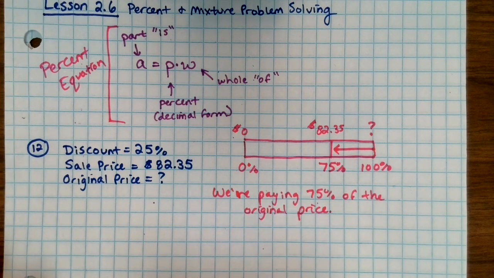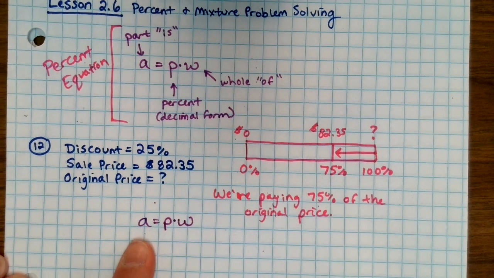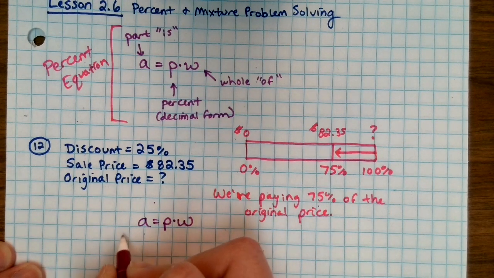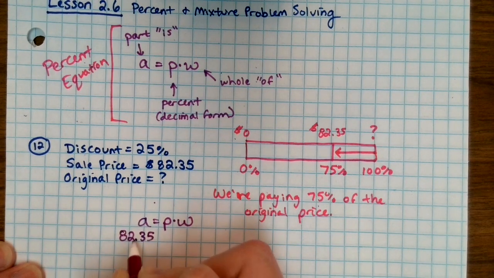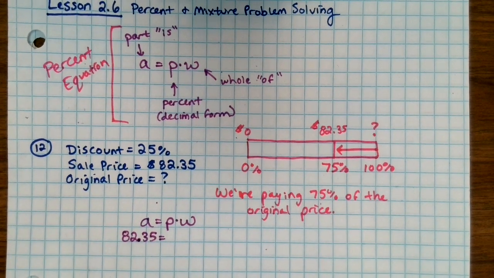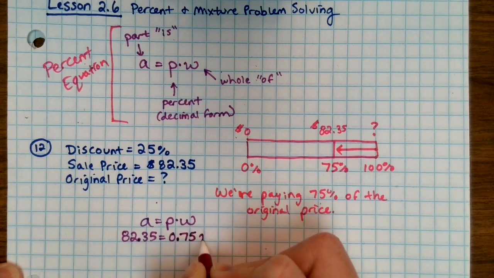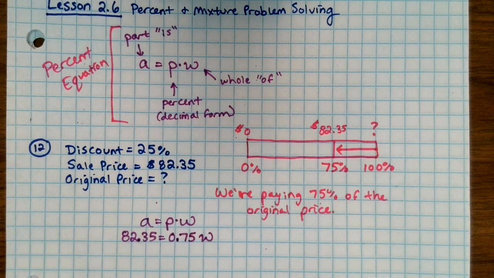So setting up this problem now, again, using our percent equation, A equals P times W. The part is the sale price, so we're going to write $82.35 in that spot. The percent, we're not going to use 25% because, again, the 25% represents the amount that it was discounted. We're looking at the sale price as the part. So we're looking at, well, how much is that percent that's left that represents the sale price? And it was 75%. You're paying 75% of the original price. So we're going to use 0.75, and then we don't know what W is. We're trying to find the whole.